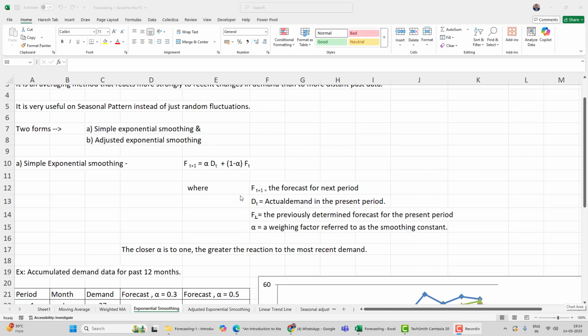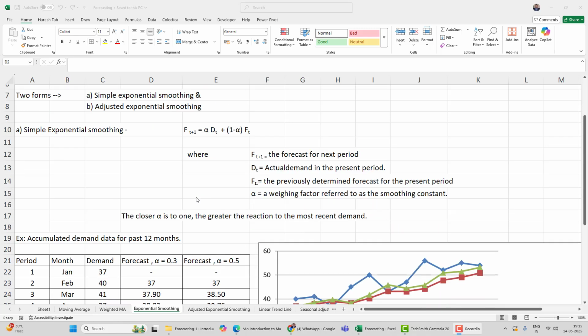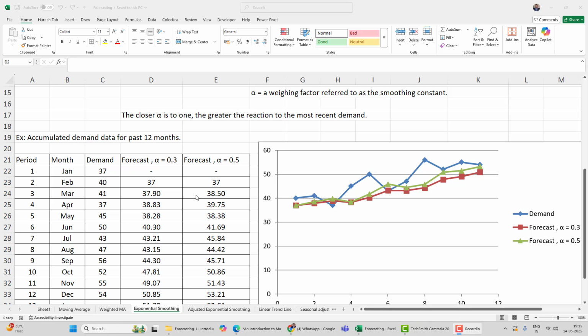Here what we are going to use is alpha, a weighted factor referred to as the smoothing constant. So alpha will be used and it will be given to you. The formula we are going to use is: forecast for period t plus 1 is equal to alpha times the demand for the period, plus 1 minus alpha times the forecast for the period. So basically we are going to forecast using alpha as our weighting factor, which is called the smoothing constant. So let us look at the problem here.